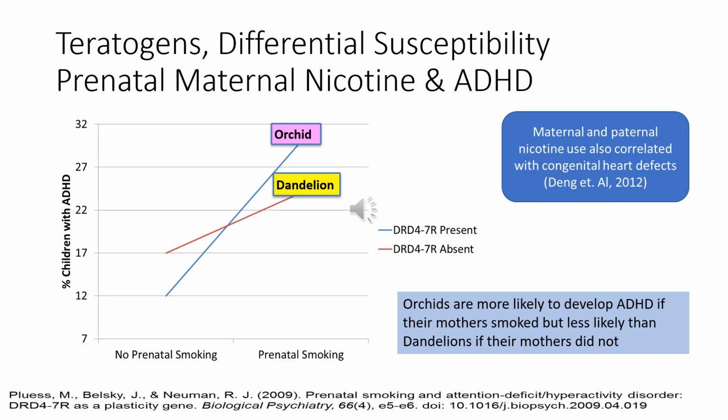But if we return to the differential susceptibility research, this was based on the DRD4-7R gene, which is associated with dopamine, and you can see that for the kids who had one or more of the plasticity alleles, they were much more likely to be negatively affected by the smoking of their biological mother. So if she smoked, then they had a much higher risk of ADHD, and if she didn't smoke, then they had the least amount of risk of ADHD.